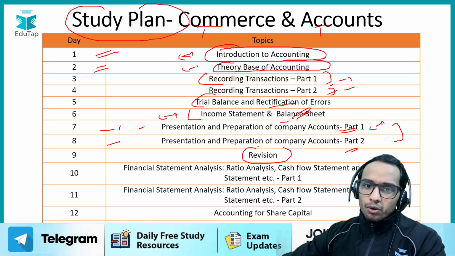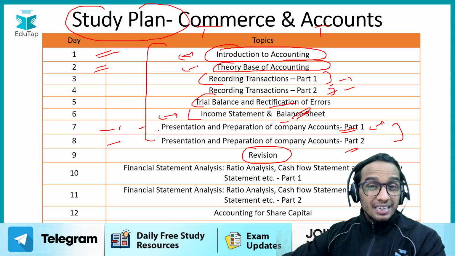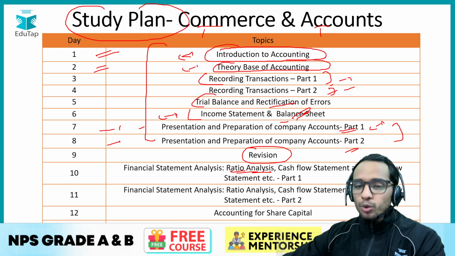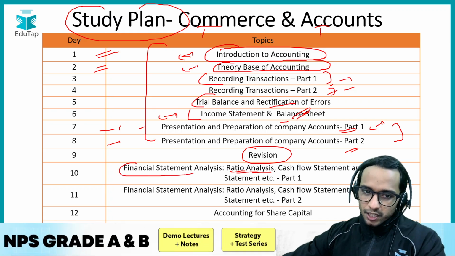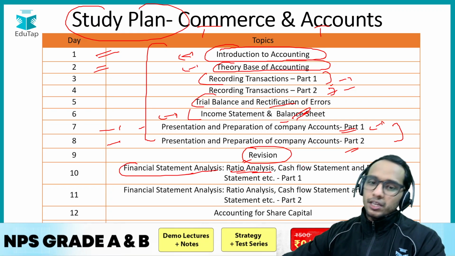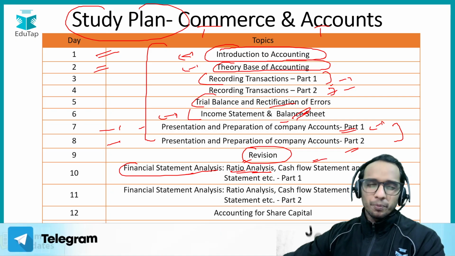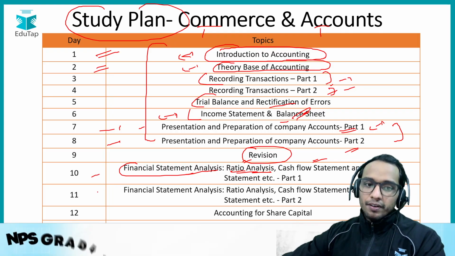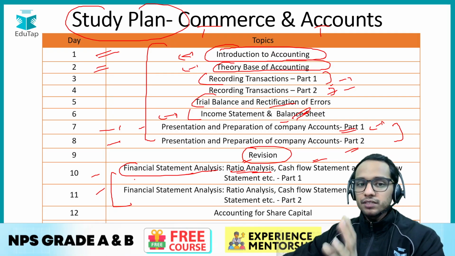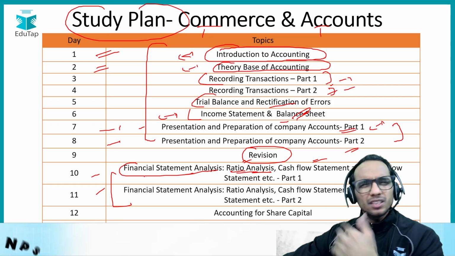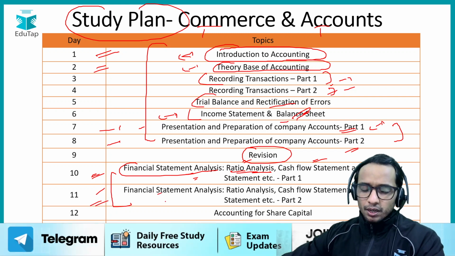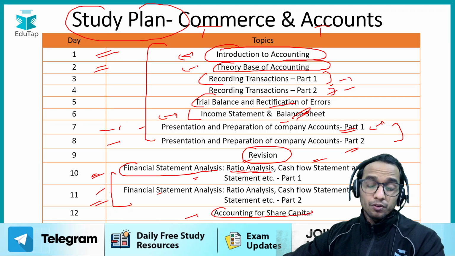Then on the 9th day, you are going to revise all the chapters that you have covered till now. Then on the 10th day, you can try ratio analysis. It is under financial statement analysis. So you can study ratio analysis, cash flow statement and fund flow statement. Not all of these 3 chapters in a single day, but I have given 2 days for financial statement analysis because it's a lengthy chapter. So you can have ratio analysis on the 10th day, then cash flow statement and fund flow statement on the 11th day. On the 12th day, you have accounting for share capital, right?